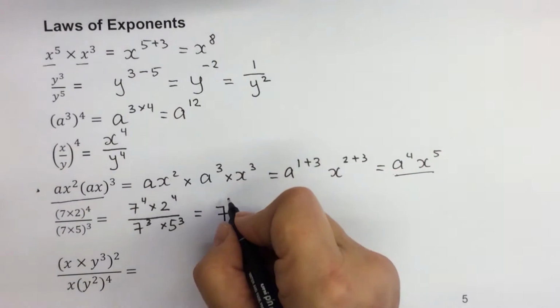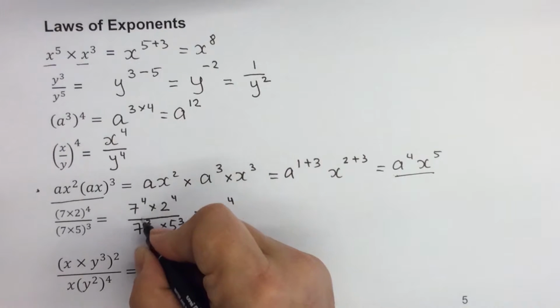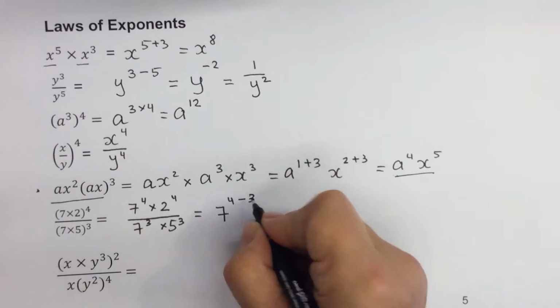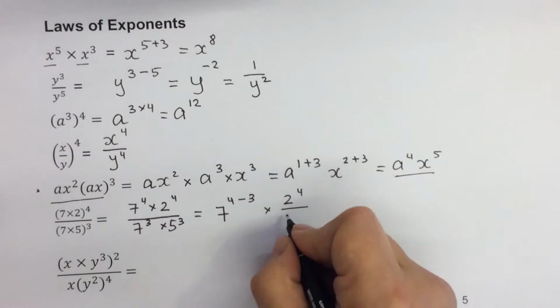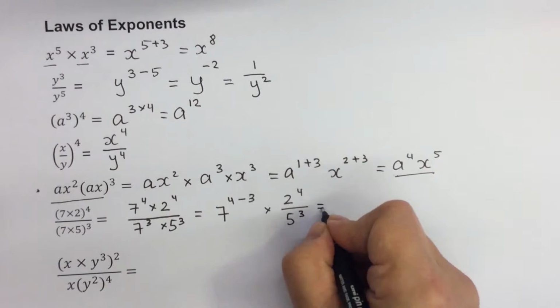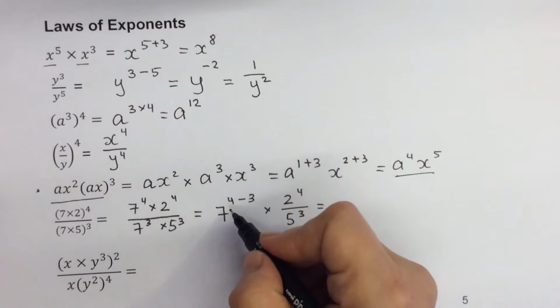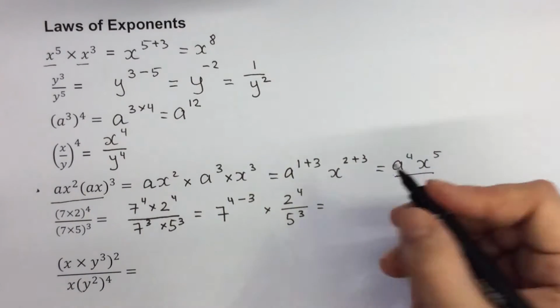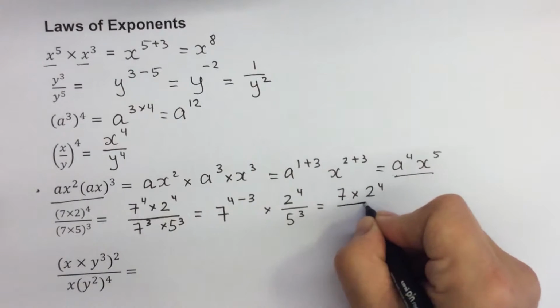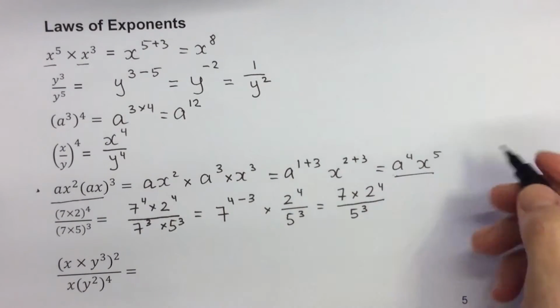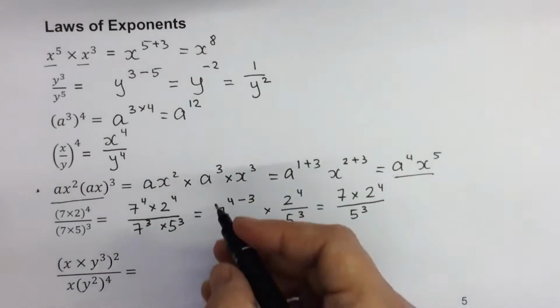So I collect powers for 7. I'll have 7 to the power of 4, the power in the denominator, minus 3, times 2 to the power of 4, leave it as it is, over 5 to the power of 3, and that simply gives me 4 minus 3 is 1, which is 7. So it would be 7 times 2 to the power of 4 over 5 to the power of 3. And then you can proceed and evaluate those.